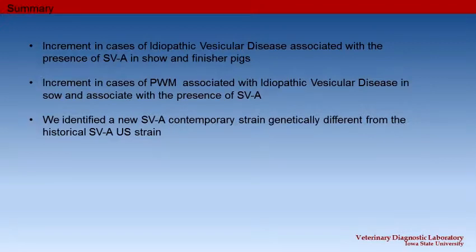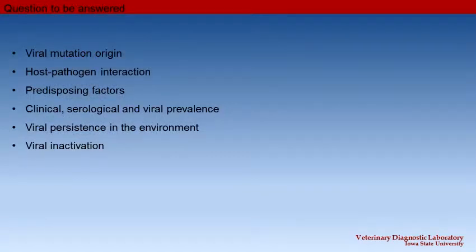So in summary, what we have seen for the last 2 years is an increment in vesicular disease and neonatal mortality, both associated with the presence of Seneca virus. We identified this new or contemporary strain, as we like to call it, that is a little bit different from the historical strain of Seneca virus. This disease is new for us. We're still learning a lot, and there's a lot of questions that need to be answered.